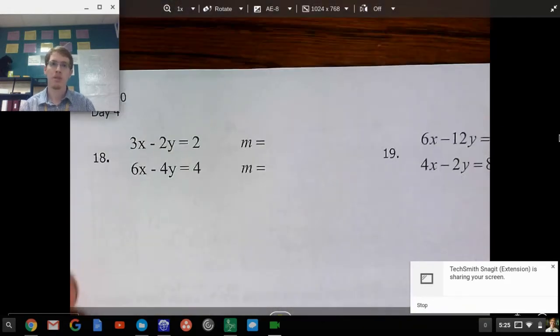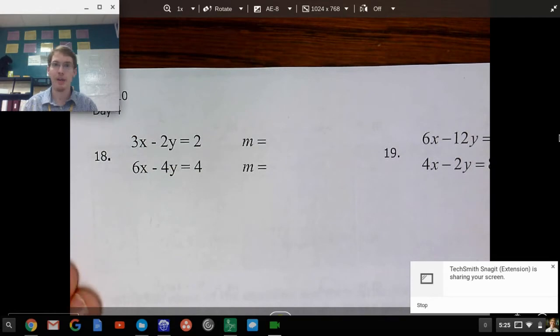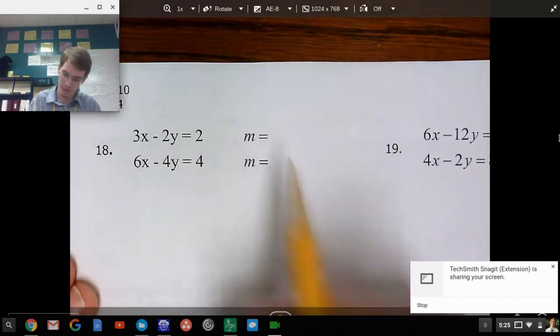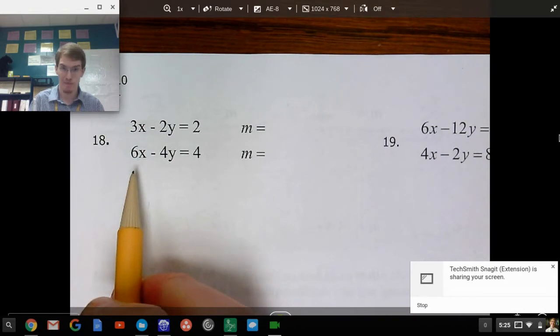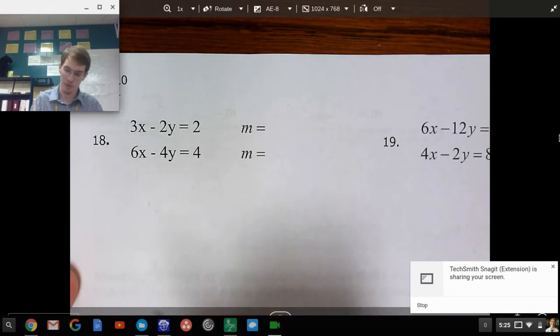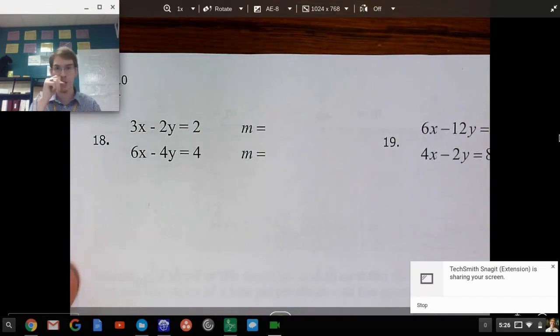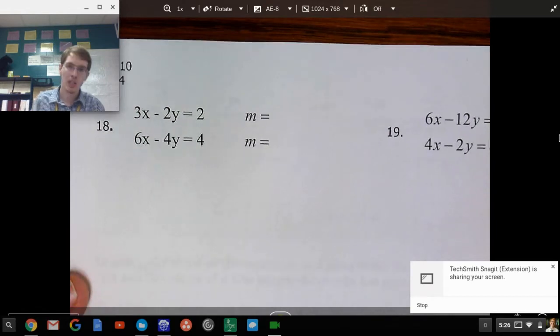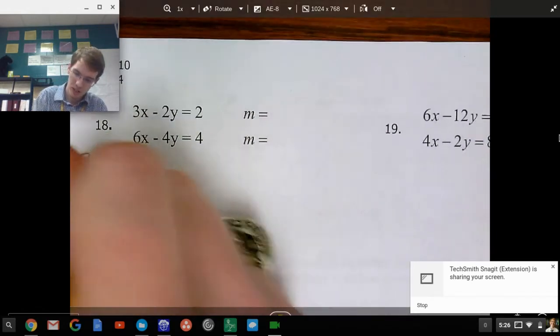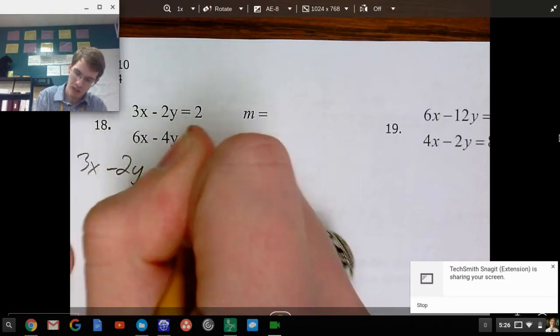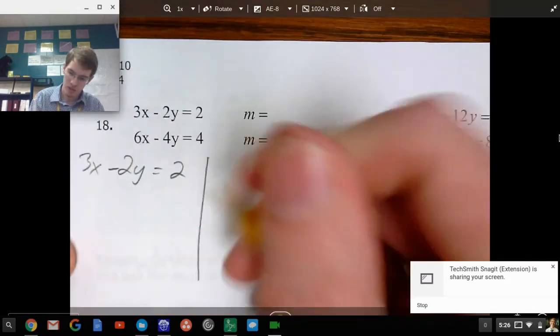Okay, so number 18. We have two lines. We want to know the slopes of them. These are not in point-slope form. They're in standard form. Okay, so standard form is a little bit different. We could graph them from standard form. We talked about the x and y intercepts. We could do that, but that doesn't tell us the slopes. So what we're going to have to do is make sure we can get y by itself. So I'm going to copy each of those equations down over here.